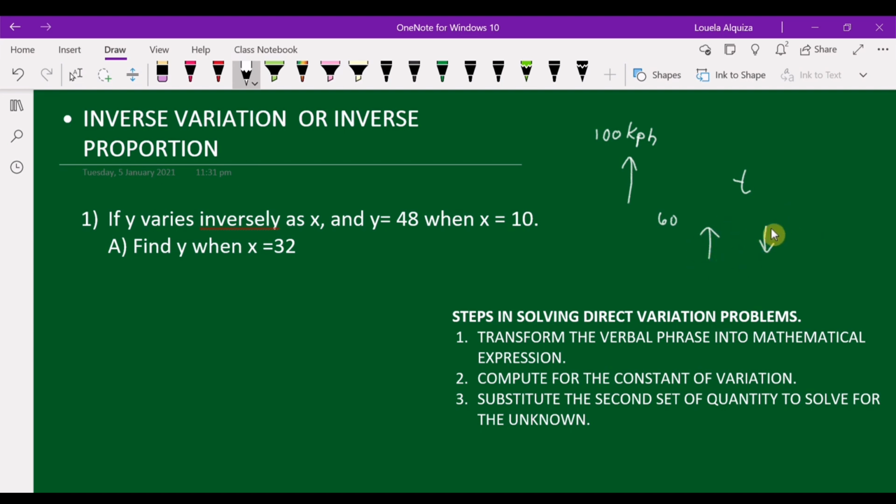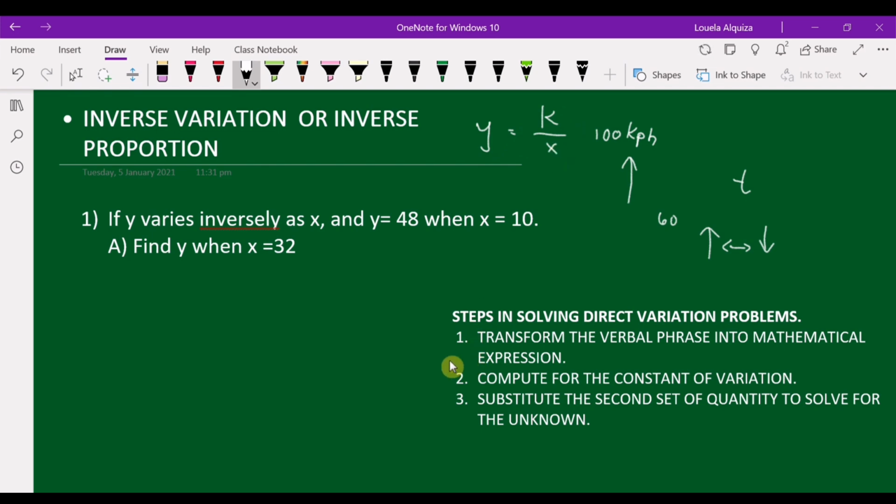So, pag ang dalawang quantity, ang unang quantity is tumataas, habang ang pangalawang quantity is bumababa, ang tawag doon ay inverse variation, ang relationship ng dalawang quantity nila. Na habang tumataas ang isa, nagde-decrease yung isa, pag ito naman yung nagde-decrease, ito naman yung nag-i-increase. Yun ang inverse variation. So, inverse variation ay may formula na y is equal to k over x.